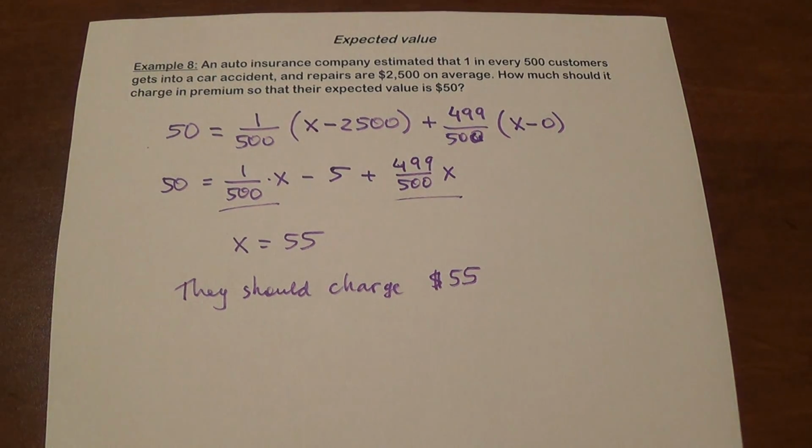So think about this. That means they're going to only lose from their policy, since their expected value is $50. They get to keep $50, and they're only expecting to lose $5 from the money that they receive from each client. Okay, and I hope this was helpful.